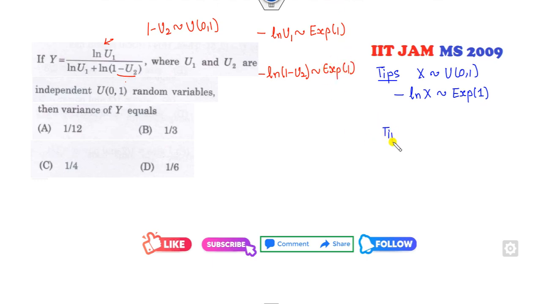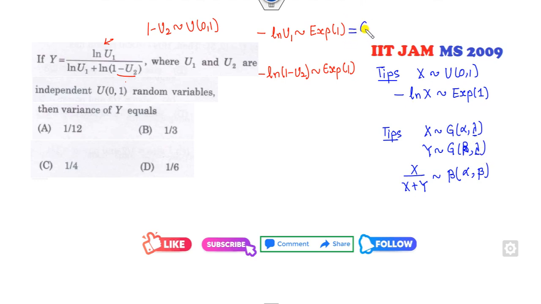Now because I need a ratio, if x follows the gamma distribution with parameters alpha, 1, and y follows the gamma distribution with parameters beta, 1, then x over x plus y will follow the beta distribution with parameters alpha comma beta. Make sure these scale parameters should be the same. So can you write this in terms of gamma? I can write this as gamma 1, 1. This I can also write as gamma 1, 1. So if I take this as my x and this as my y, and I add them, it becomes this quantity, so this follows the beta distribution of 1, 1.